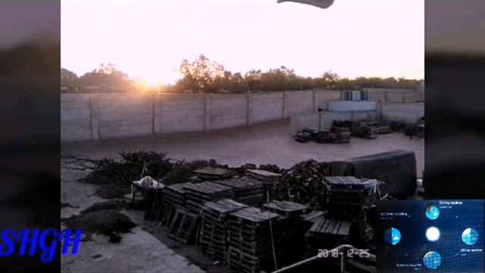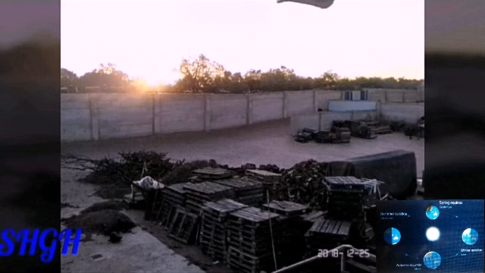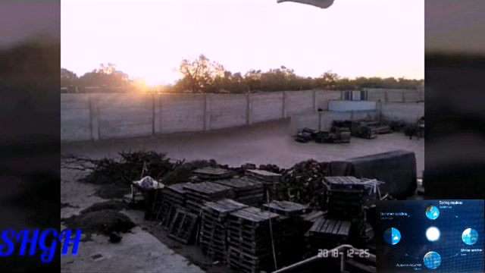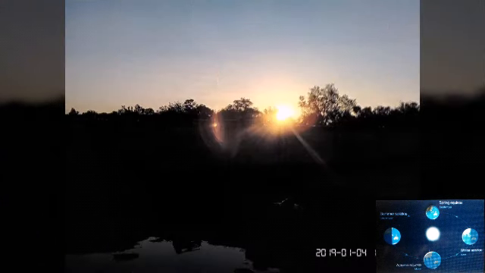Step number 1 in the scientific method: make an observation. My observation is that I watch the sun setting every single night, and I know that the sun rises on the opposite horizon every single morning. That is my observation. Step number 2, ask a question. My question would be, why would the sun go down below the horizon if flat earthers say that the sun does not set?